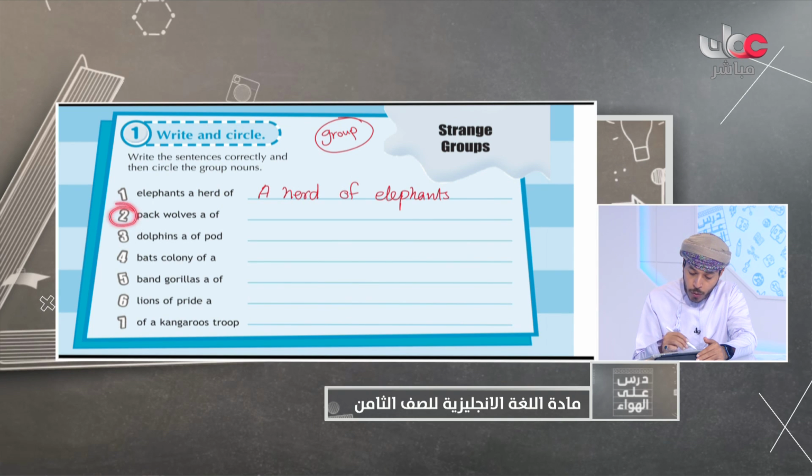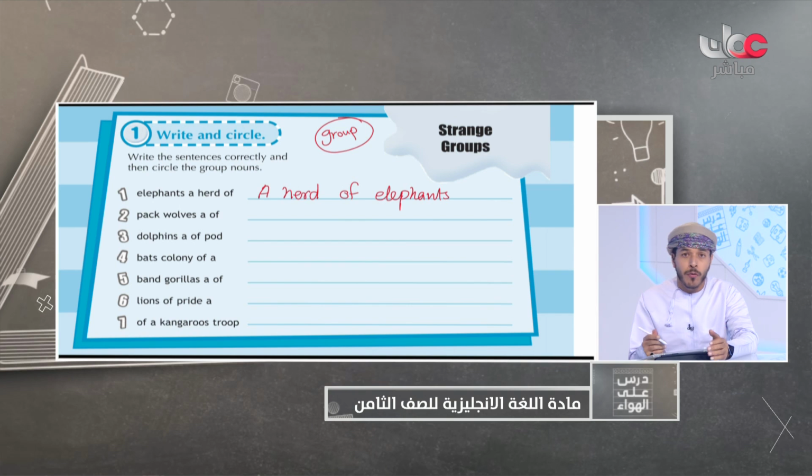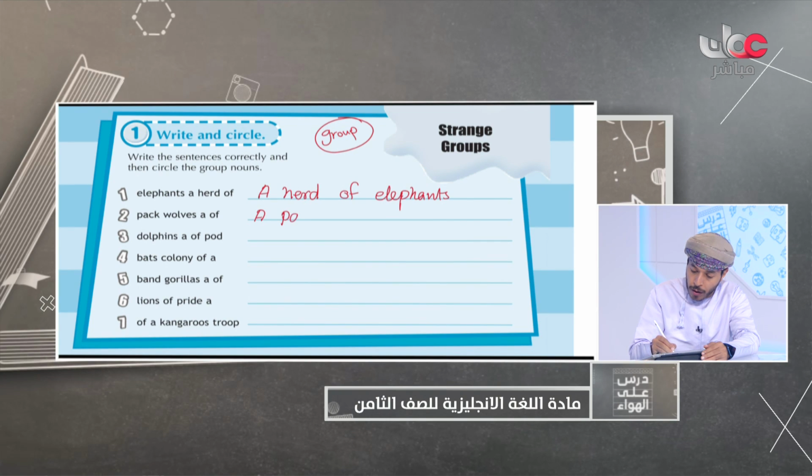And for number 2, we have what? Pack, wolves, of. They are mixed. So let's put them together. Pause the video and answer it yourself. Yes, say it. Excellent. I'm sure you can do it. So the answer for this one is a pack of wolves. So a group of wolves is called a pack.